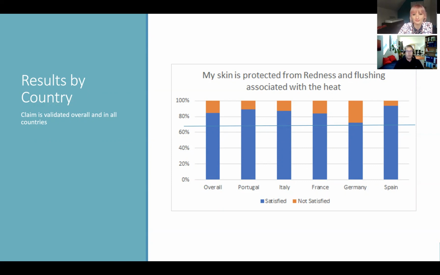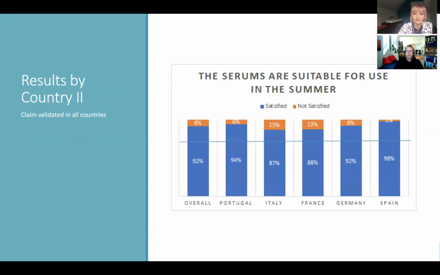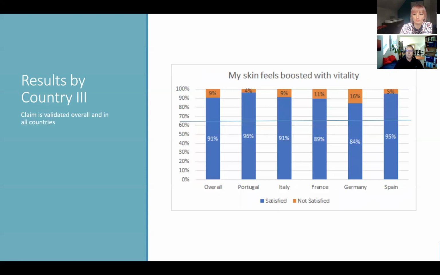But we can also look at the other claims. The serums are suitable for use in the summer. Even higher levels of agreement, this time a little bit lower in Italy and France, and the highest is Spain again. And for the last claim, my skin feels boosted with vitality. Again, we see that the claim is validated not only overall with more than 91%, but it's validated across all countries. Again, the Spanish people seem to be most positive, the German ones the least positive, but very positive overall.